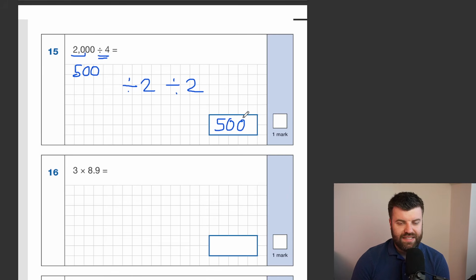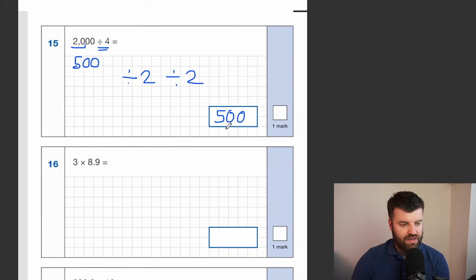Multiple ways of getting to the same answer. Whatever you're confident with is the key here. What do you do that will get you the right answer?